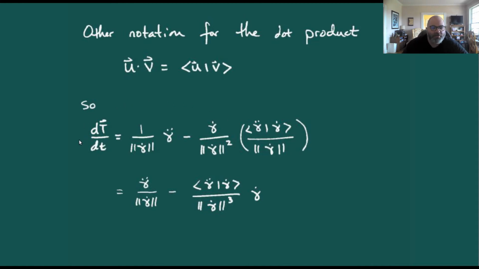So coming back to put all of this together, we get the derivative of the unit tangent vector with respect to our arbitrary parameter. It just looks like the second derivative divided by the norm of the first derivative, minus the inner product, so the dot product of the first and second derivatives, divided by the norm of the first derivative cubed, times the first derivative.